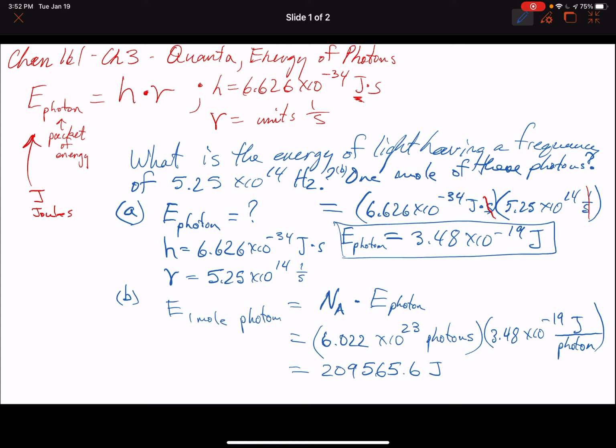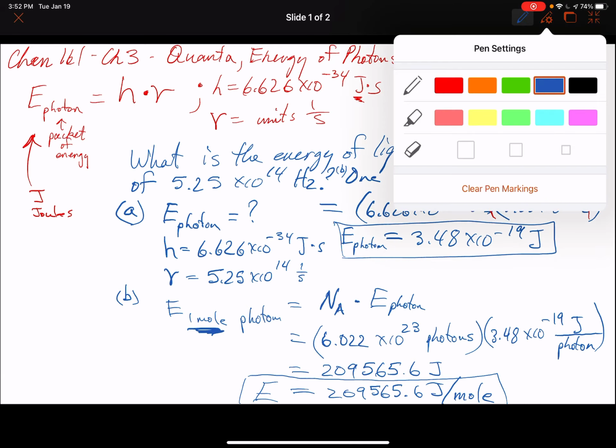Okay, so we can also write this if you want to include the per mole piece, which we have kind of touched on over here. So the energy per mole would be 209,565.6 joules per mole, essentially dividing the mole piece to both sides. And so this is a way to write the energy per mole, which is often done for examples like this. Okay, so with that, we can try one more example. So let's make some room for that.